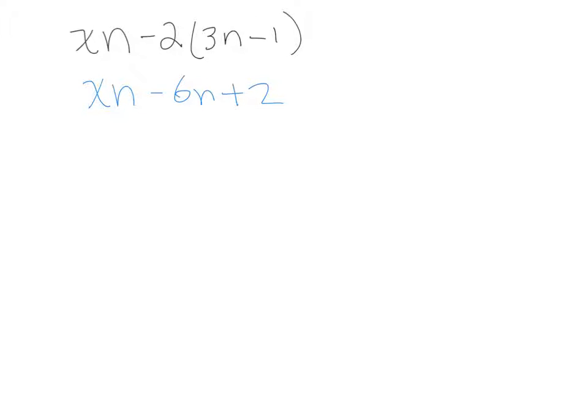Now that we've freed the n's up from the parentheses, we can collect our n's and say we have x minus 6 n's plus 2. Of course, the 2 is not a coefficient of an n term. It's just a constant term. So it would not be involved in the collecting of the n's. So there you go with collecting n's from a more complicated expression.